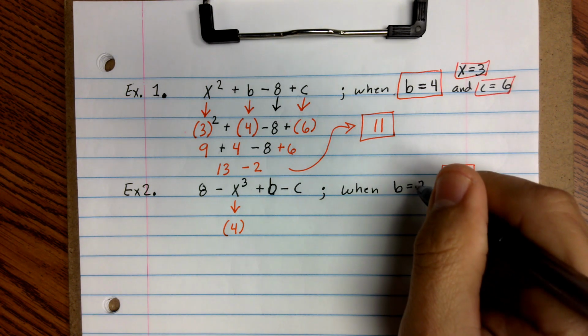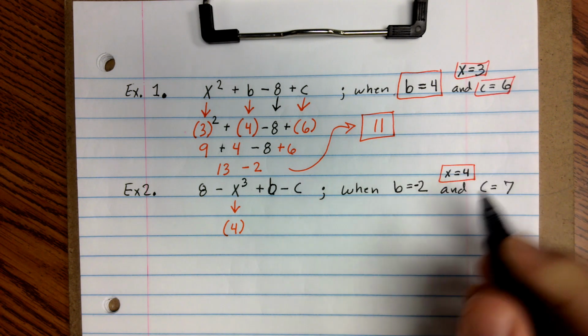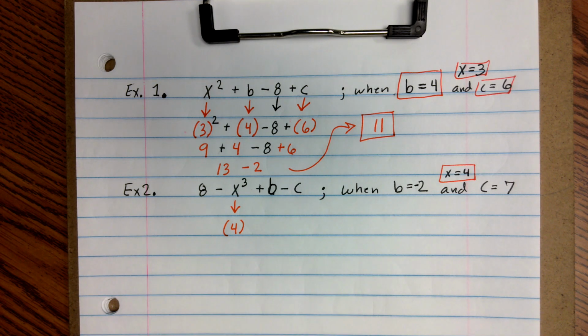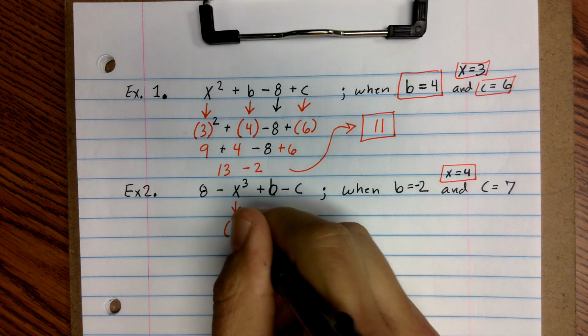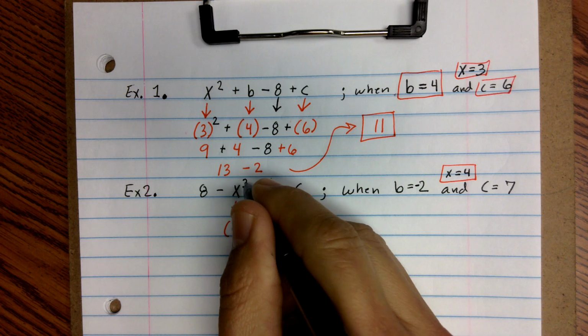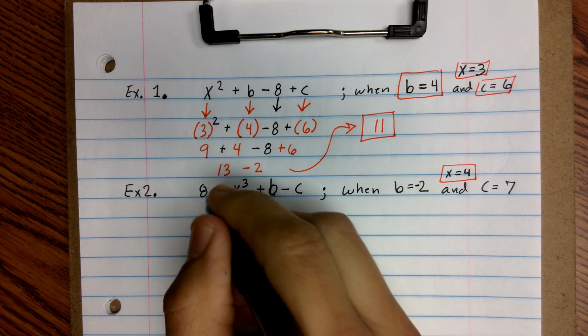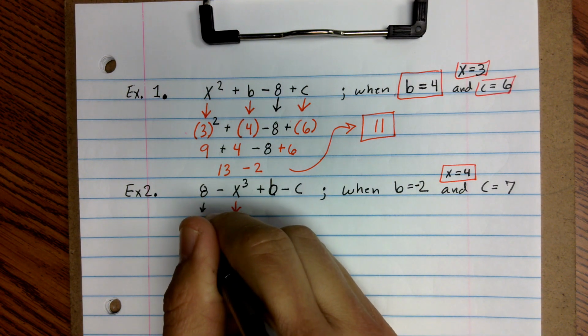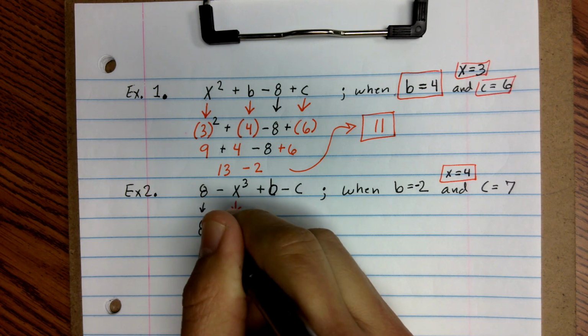I'm going to make this a little interesting. I'm going to add a negative sign on b. So let's see. So x is 4, and we're going to put the cube symbol, right? Because that's a cube symbol. I'm going to bring down my 8 and bring down my minus sign.